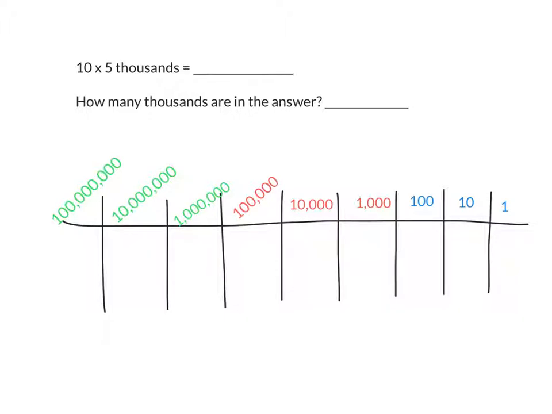I need to put 5 in the thousands column. Now if I make 10 copies of that, how many thousands would I have? What's 5 times 10? Everyone? 50. So I have 50 thousands. But I know that 10 thousands equals 1 10 thousand. So 50 thousands is really equal to 5 10 thousands. Do you guys agree?